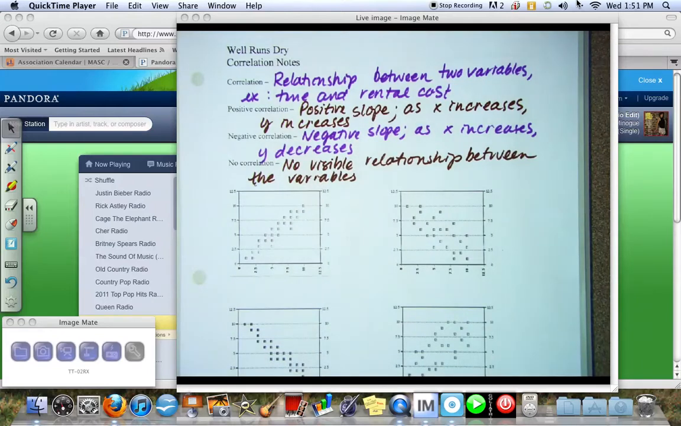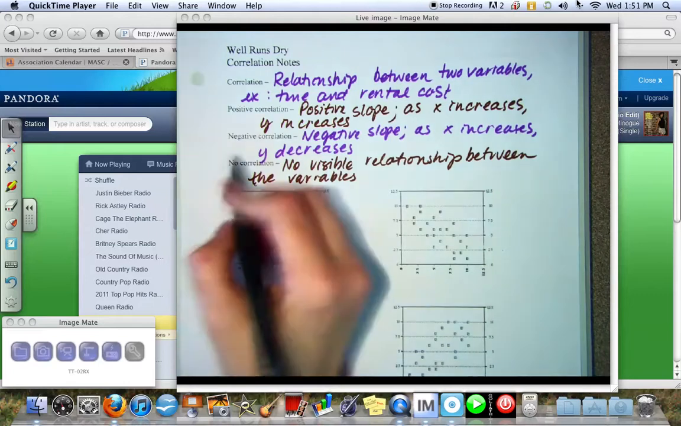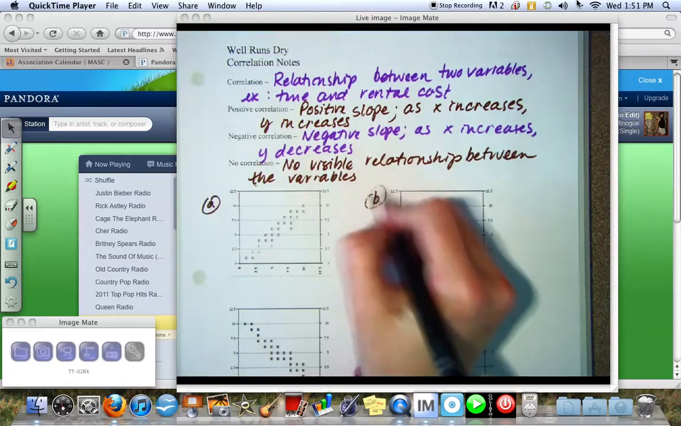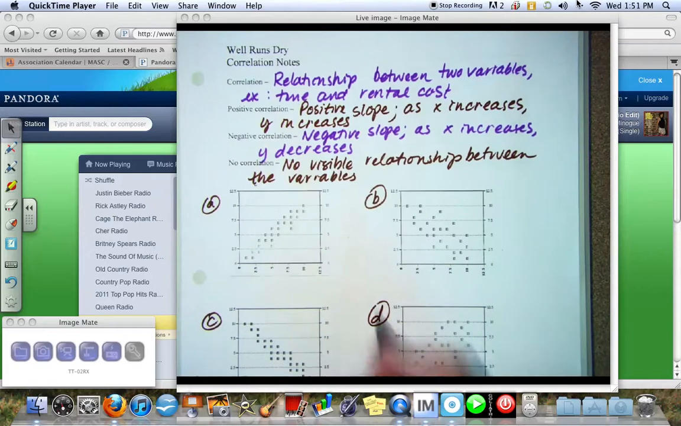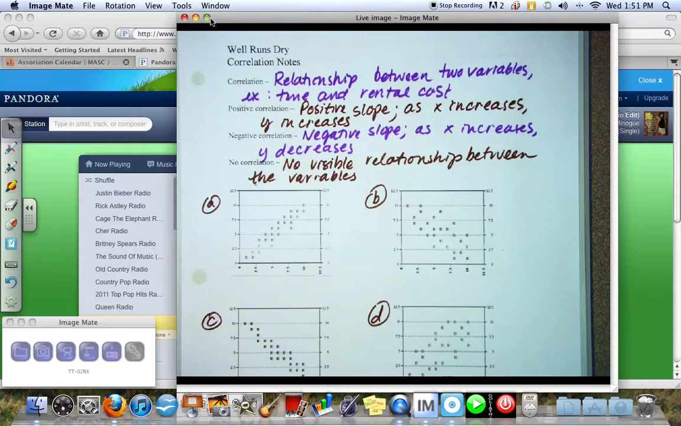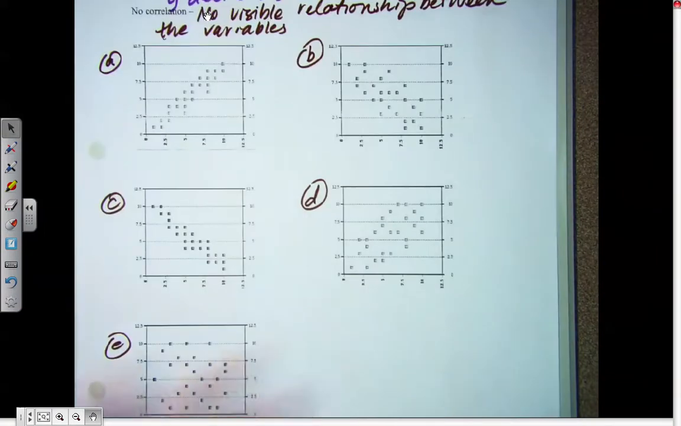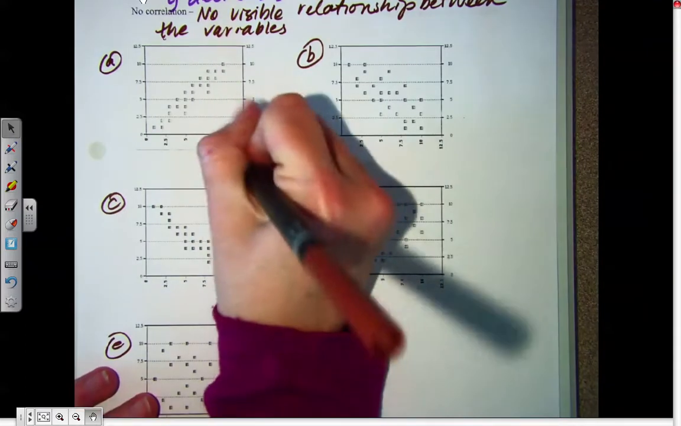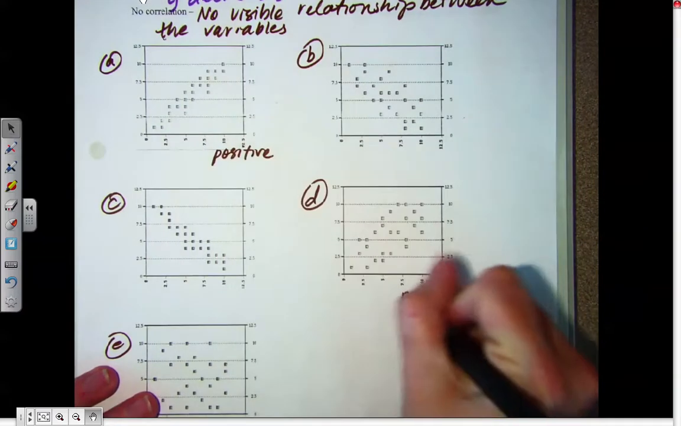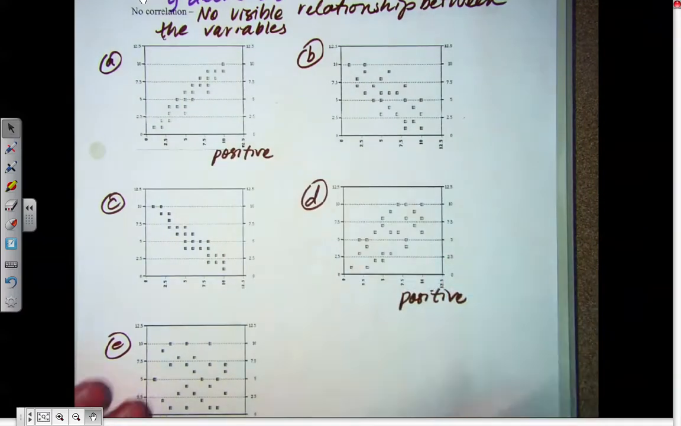All right, so we have 5 graphs: A, B, C, D, and E. Which ones represent a positive correlation? A and D. A is positive, D is positive. And then negative is B and C.